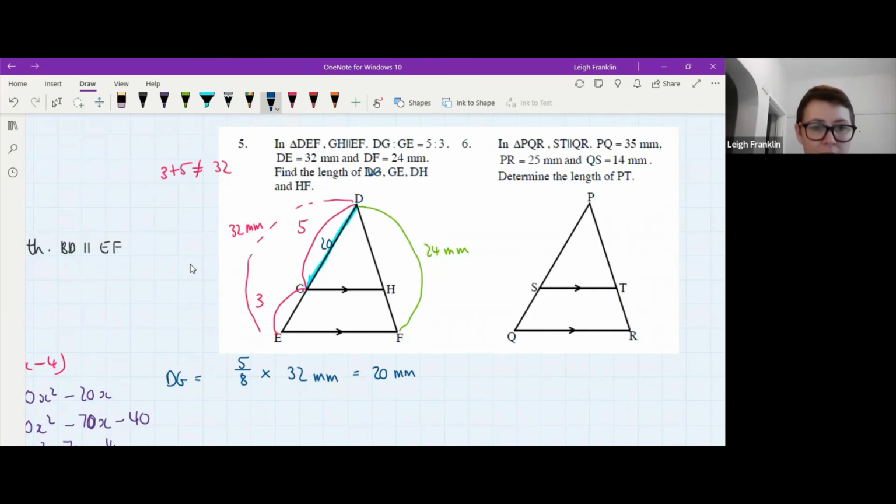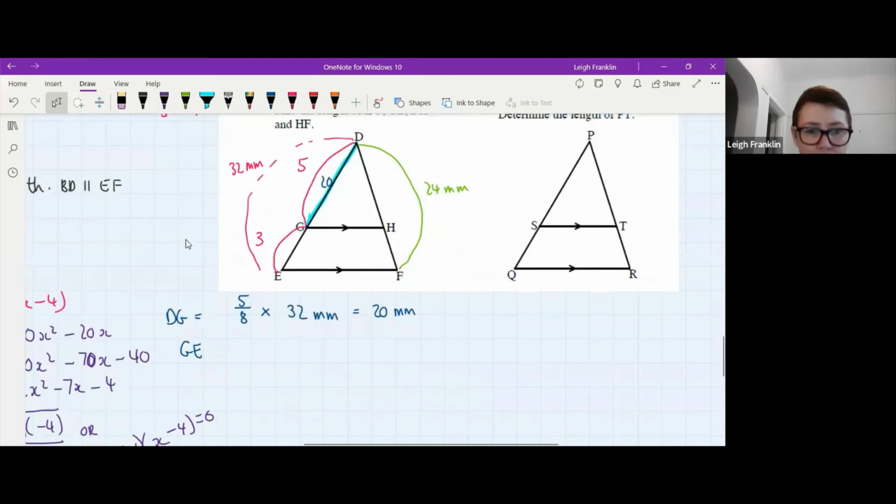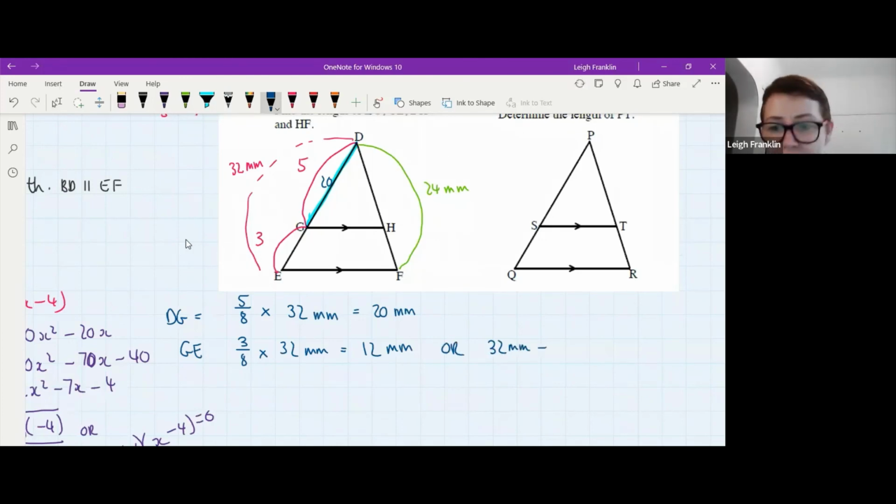How would we do that, Matrix? Okay, ma'am. So let's say 3 over 8 times 32. Absolutely. How else could you do it? That's excellent, Aisha. We could also say 32 minus 20. Absolutely. Or we could say 32 millimeters minus the 20 that we've already calculated. The only problem with this, I suppose, is if we made a mistake with the 20, then we would carry our mistake through. Excellent. Well done, Aisha. That's lovely. Good job.